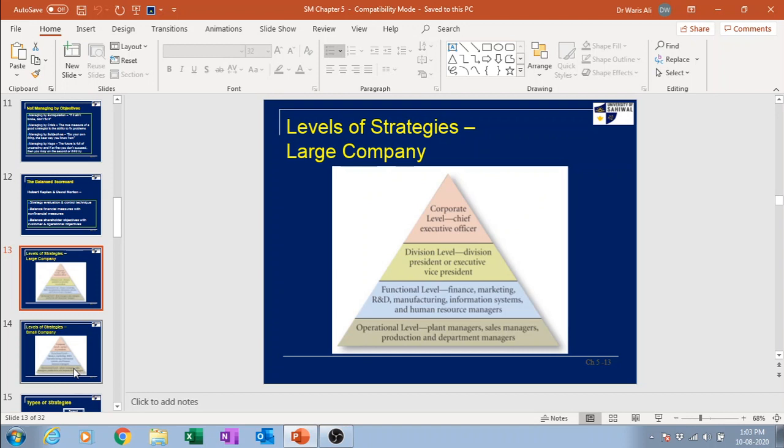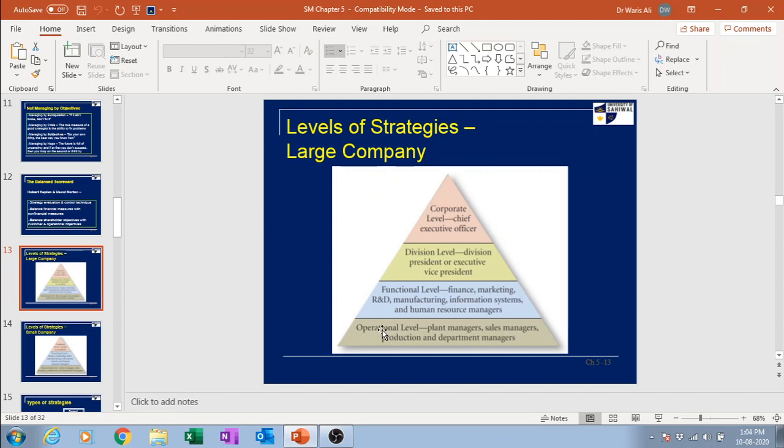Actually, as I told you, an organization has different levels, and the most notable are four levels: corporate level, divisional level, functional level, and operational level. A smaller organization might have just three levels: corporate level, functional level, and operational level.